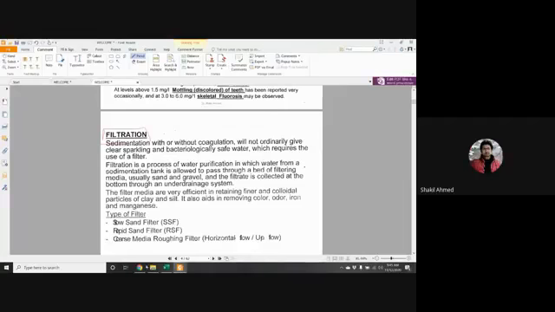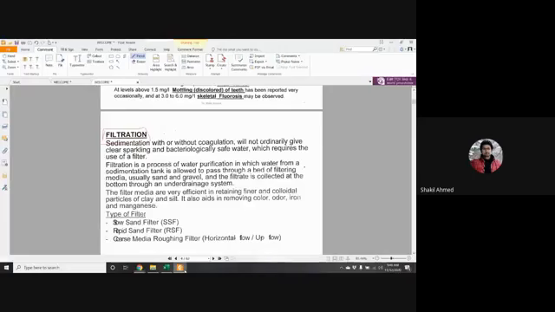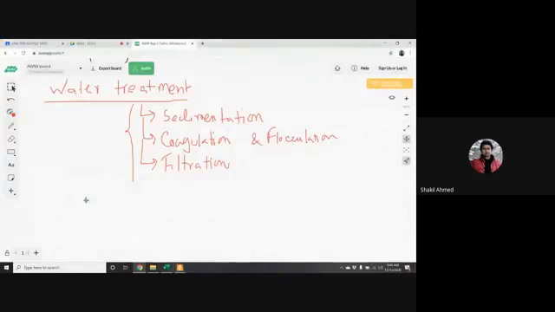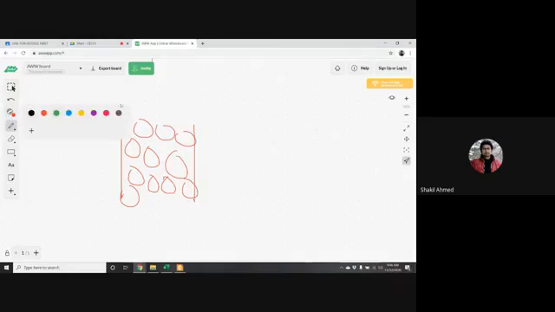Filtration is nothing but just filtering the water. That's filtration. That means, for example, you have a filter here. You have, for example, gravel particles. And you have water here, by the way. You have water, and in the water there are pollutants.